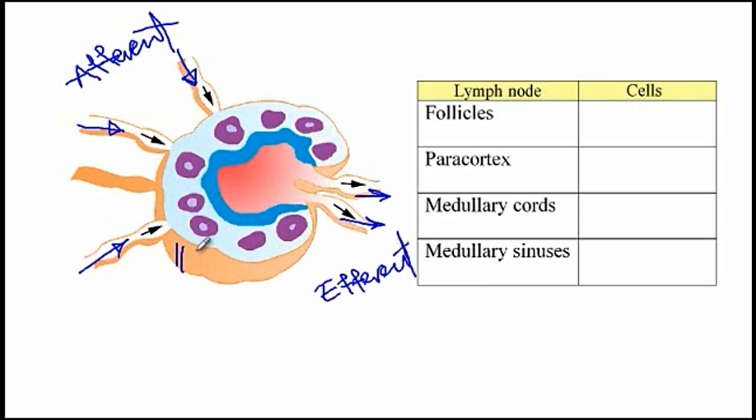Then we have the capsule, which is the outer region. Then we have the cortex, and then the medulla is this red region that is inside at the center. The medulla is connected to the efferent lymphatic vessels.